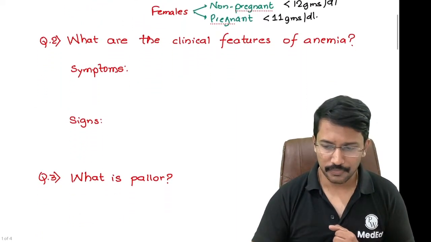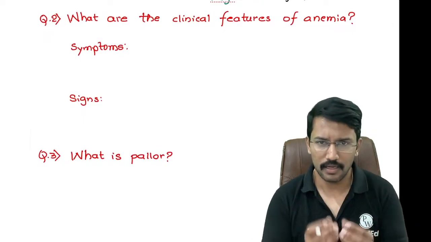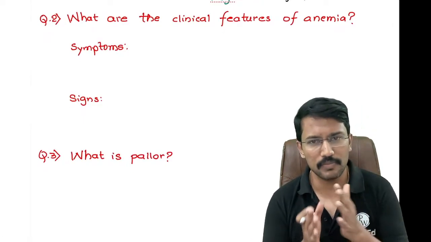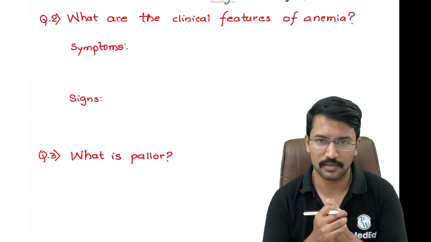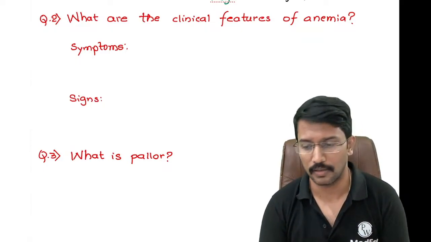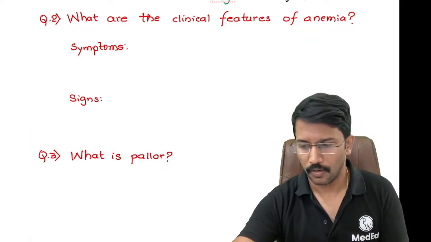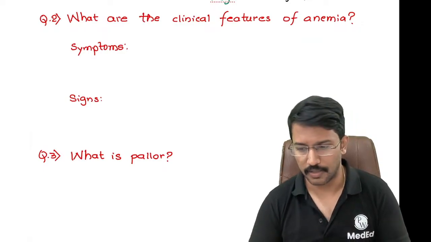Now as a clinician, how will I get to know whether a particular person has anemia? Obviously based on the symptoms and signs. So when hemoglobin level or red cell mass decreases, what symptoms do you expect? What could be the most common symptom that a patient with anemia comes to the hospital with?